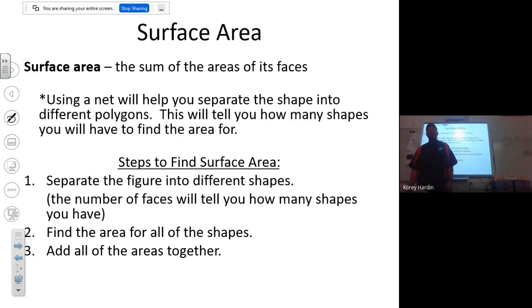Okay? The steps to finding surface area: separate the figure into different shapes. The number of faces will tell you how many shapes you have. Find the area for all the shapes and add all of the areas together. Okay, that's the last step, the third step.